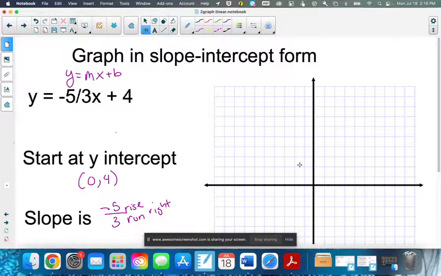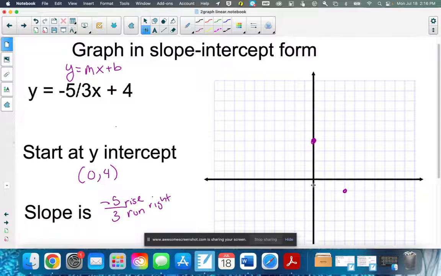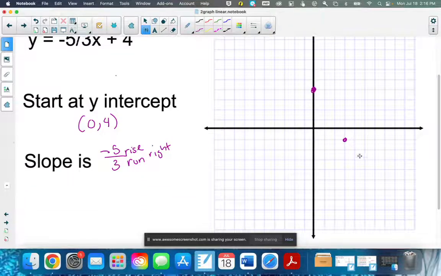Okay, so y-intercept, 0, 4. It's my starting point. And then from there, I'm going to go down 5 squares. That's how you do the negative. And then go to the right 3. 1, 2, 3, 4, 5. 1, 2, 3. If you need to count the squares, go ahead just to make sure you're there. I do at least one more point so I can make my line nice and straight. 1, 2, 3, 4, 5. 1, 2, 3. And you think of them like stair steps. Again, down 5, right 3, down 5, right 3.